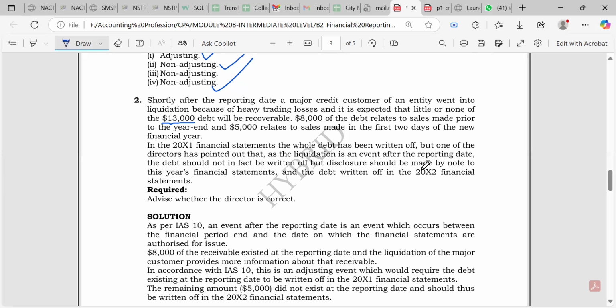He's saying that, okay, look. This is what we were speaking about. We only got information that the customer was in liquidation after the year end. But first of all, you need to know, is this an adjusting event or a non-adjusting event after the reporting period? The event was after the reporting period, yes, but it gave evidence of a condition that existed, because the customer doesn't just go bankrupt in a blip, suddenly.